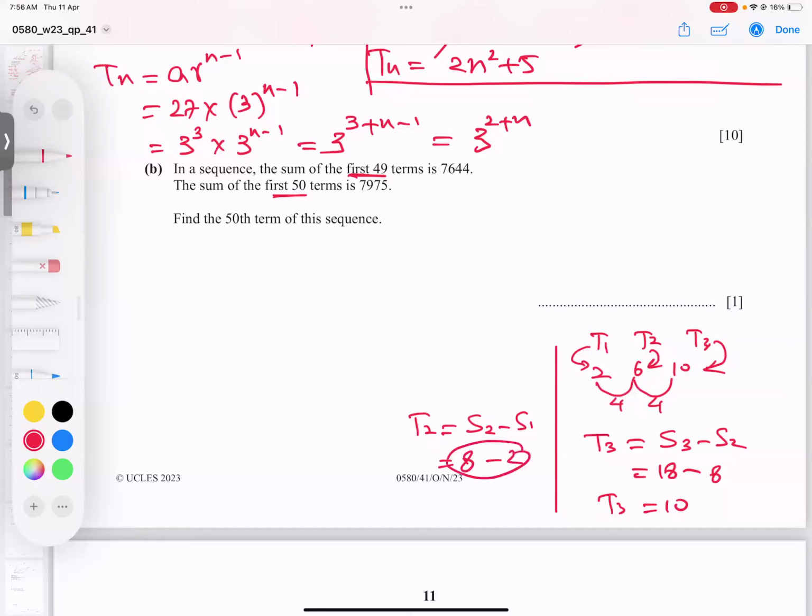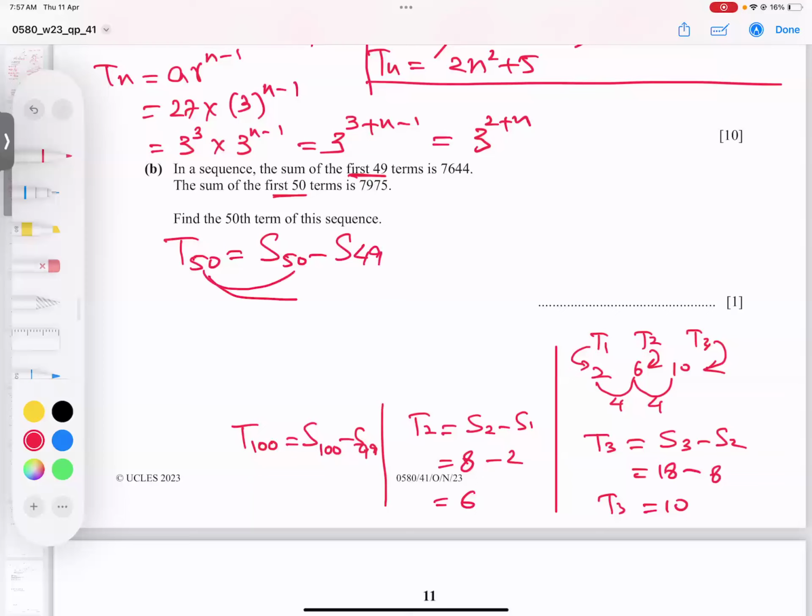If I subtract 8 minus 2, we get 6. So it's matching. You see, the second term is matching. If I'm looking for, for example, the 100th term, what is the technique? The sum of the 100 terms minus the sum of the 99 terms, I believe you've got the formula. That is why we're looking for the 50th term. So what does the 50th term value answer? The sum of the 50 terms minus the sum of the 49 terms.